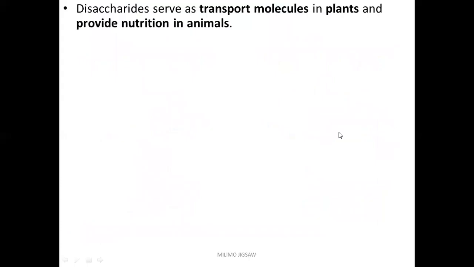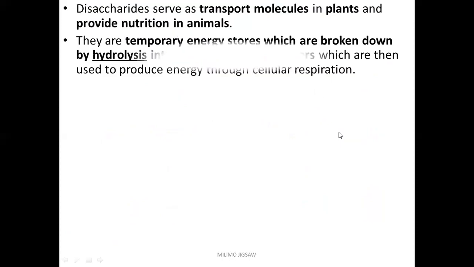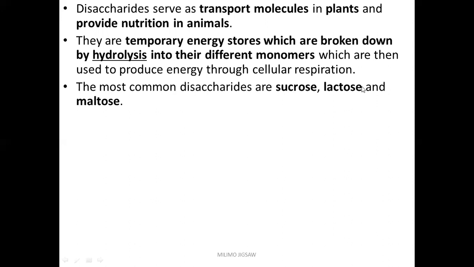So when you look at the disaccharides, they mainly serve as transport molecules in plants, and they also provide nutrition in animals. So they are temporal energy stores. So what happens is that when energy is needed, these are broken down by hydrolysis reaction. Remember that the hydrolysis reaction we explained in the macromolecule class. So when these are broken down, they're broken down into their different monomers. Then those monomers, for example, glucose, will then be used to produce energy through the process of respiration.